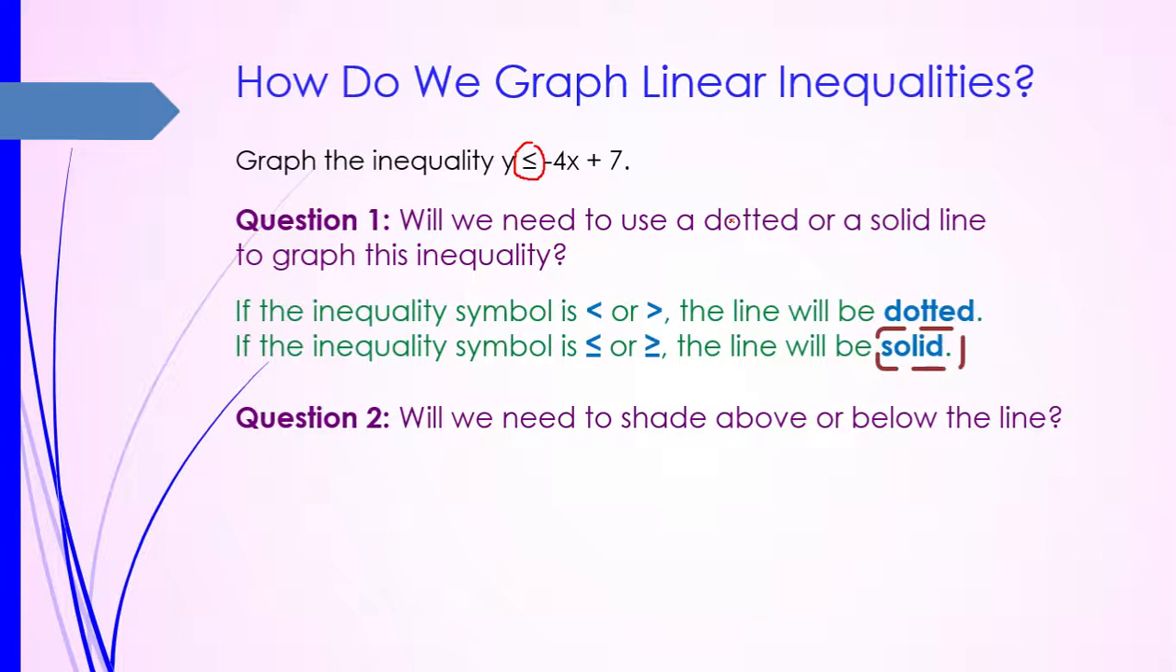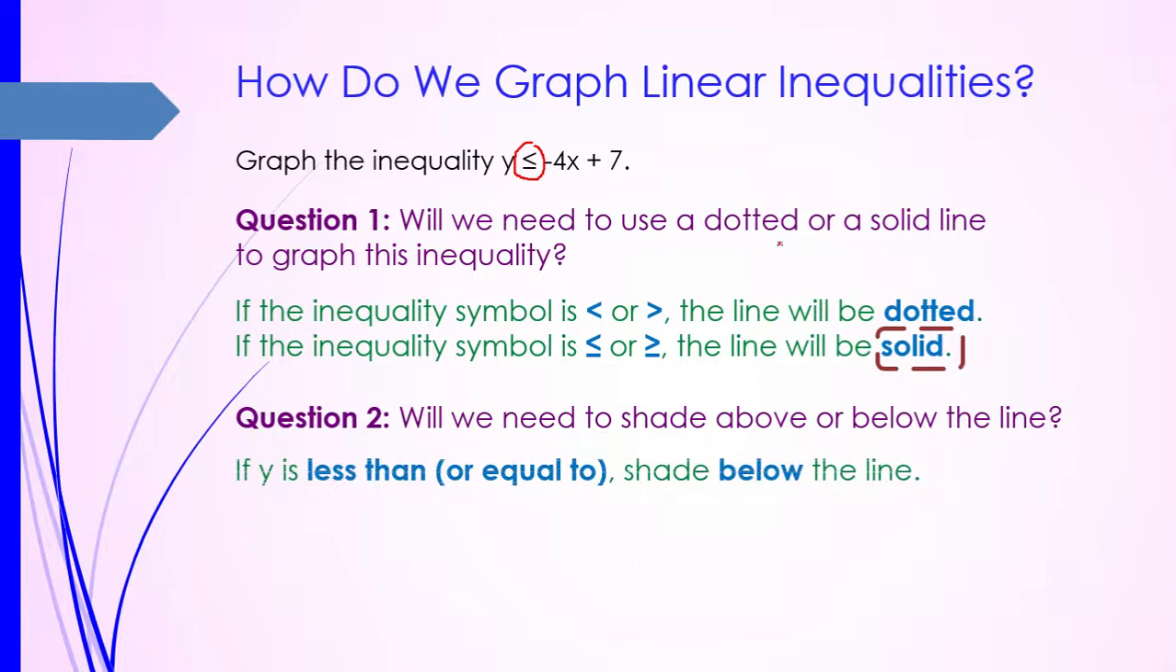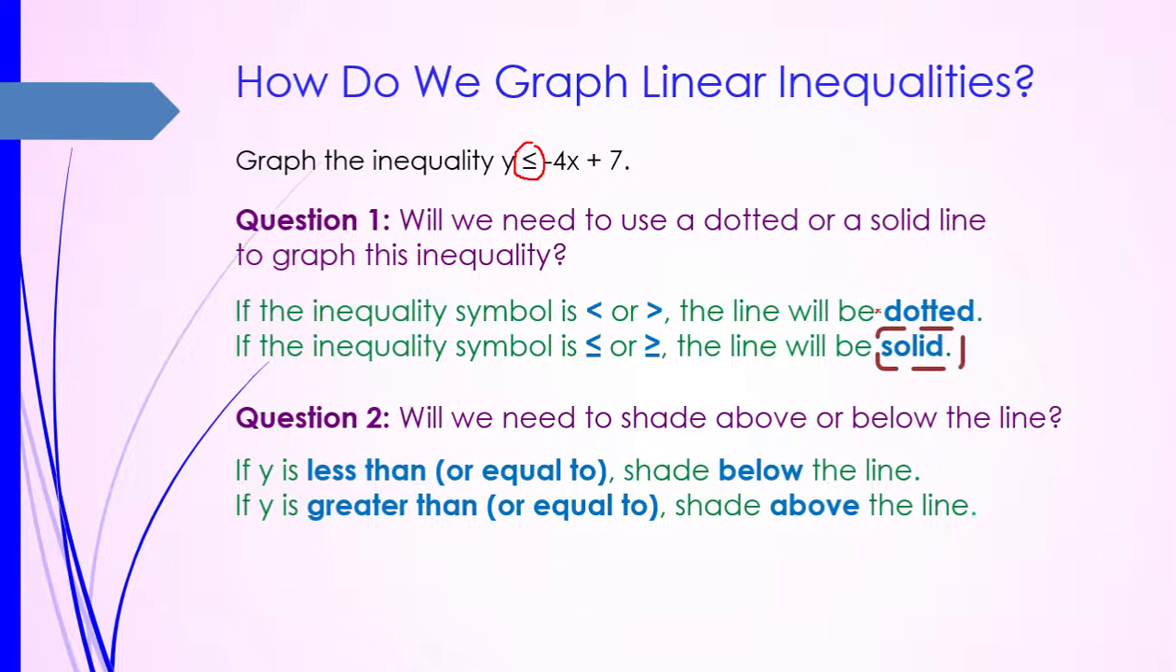Keep in mind, this applies to slope-intercept form only. So we ask ourselves, is y less than or equal to? If it is, we shade below the line. If y is greater than or equal to, or greater than, then we shade above the line. So right here, you will notice it says y is less than or equal to, meaning we will shade below the line.